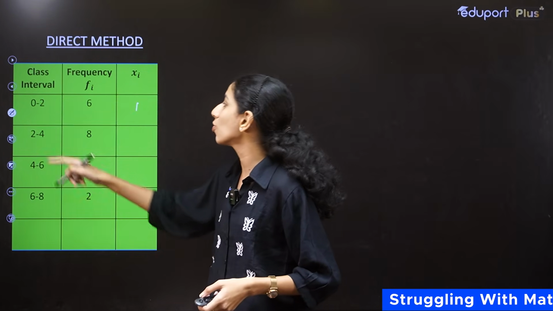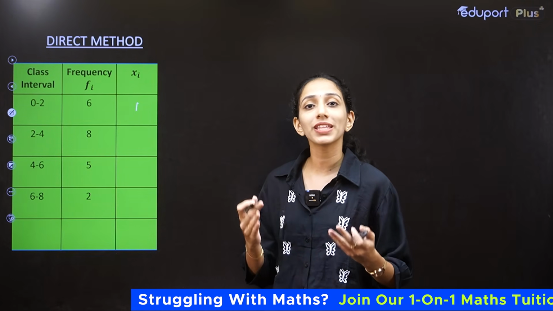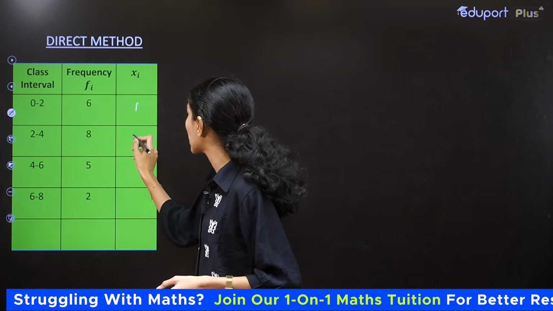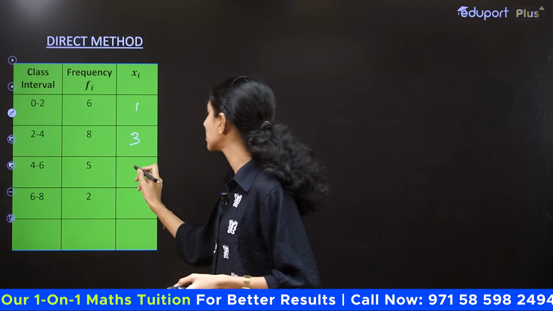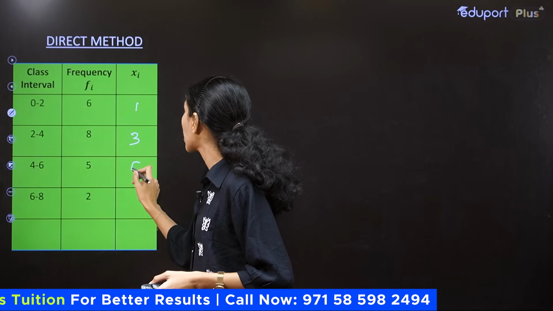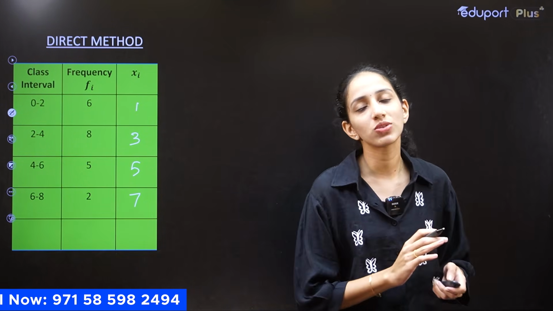Then next is 2 to 4. So what will be the mid value, or the class value? That is equal to 3. Then next is 4 to 6, which means 4 plus 6, so that is 5. Then here we have 7. So we got all the values of xi.